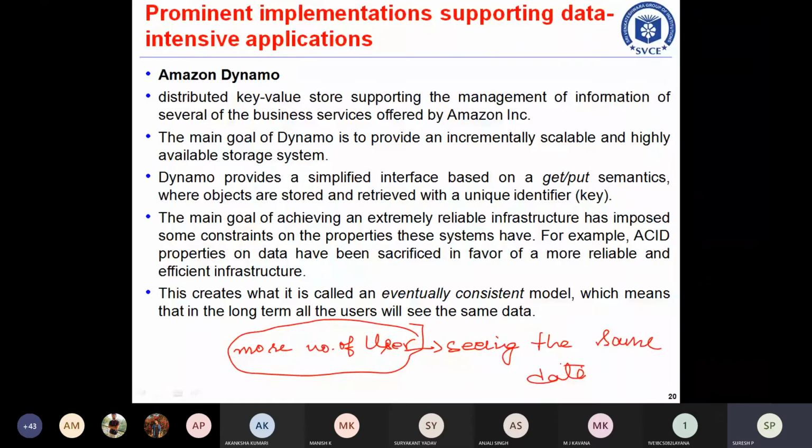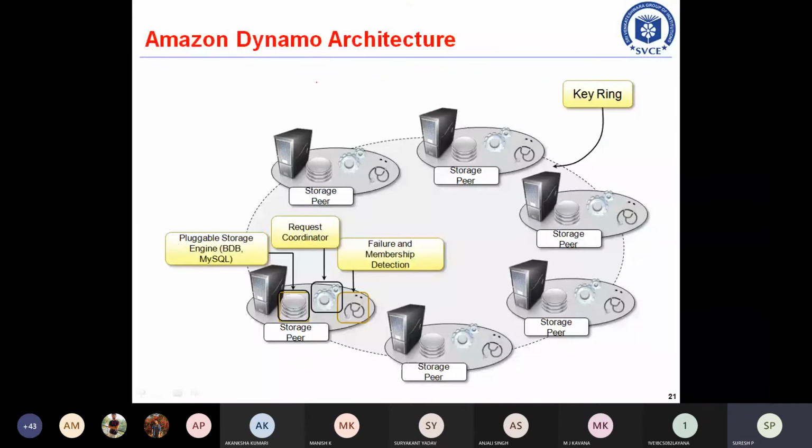DynamoDB. This is how your DynamoDB works. This is a typical structure of your DynamoDB. As I told you, it will be a ring structure. Your DynamoDB will be working with respect to the ring structure. Okay, so you're going to have a pluggable storage device, BDB or MySQL. A request coordinator will be there. Failure and membership detection should be there. So you're going to have the storage peer here.